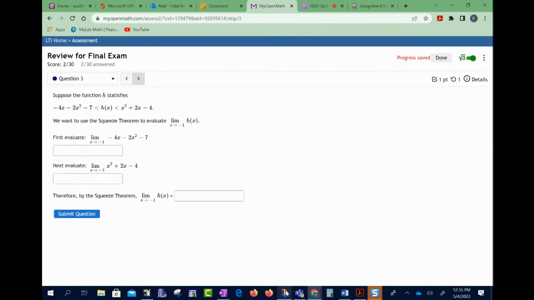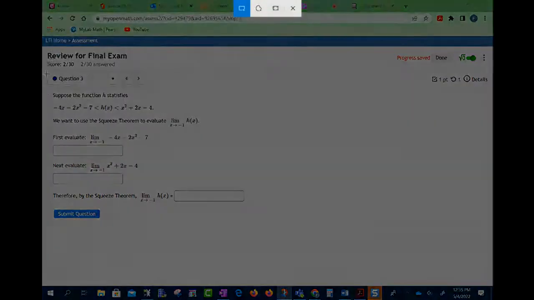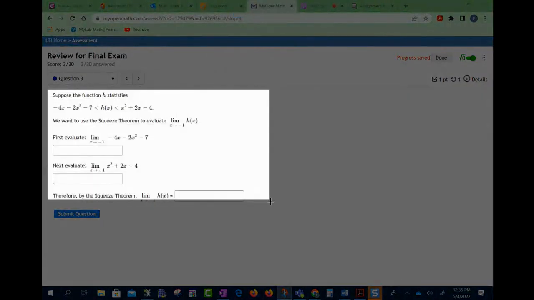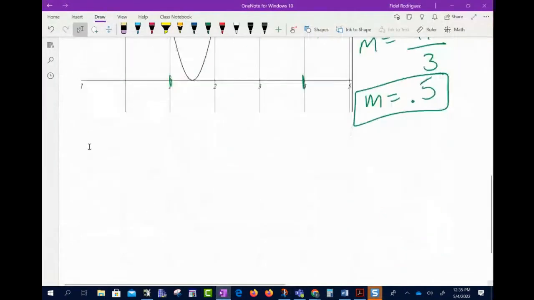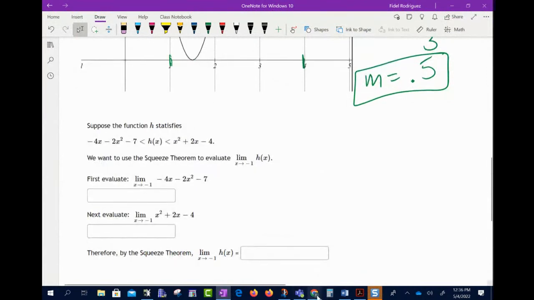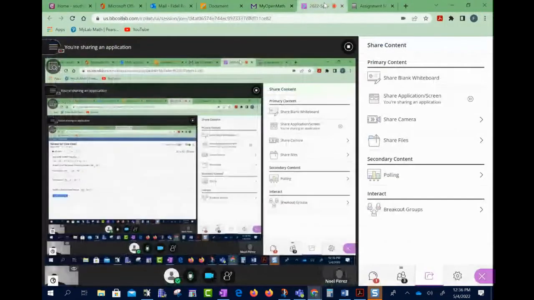Okay, so now, Matthias earlier asked about the squeeze theorem. So we'll talk a little bit about the squeeze theorem in a minute with this problem. I don't know if Matthias is here with us today. Let's see. Is Matthias here?